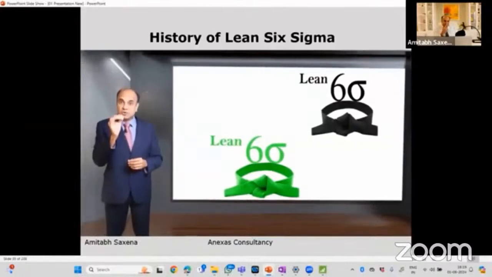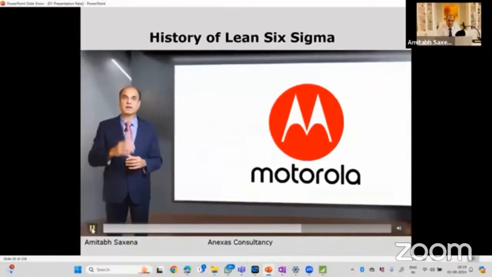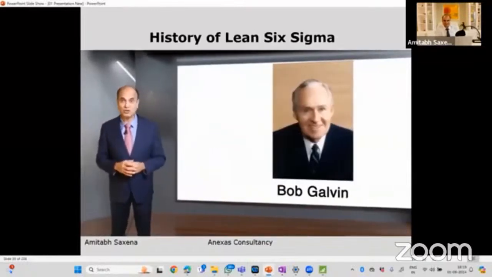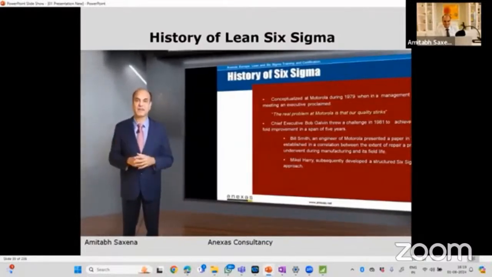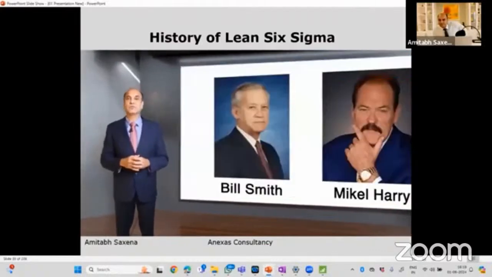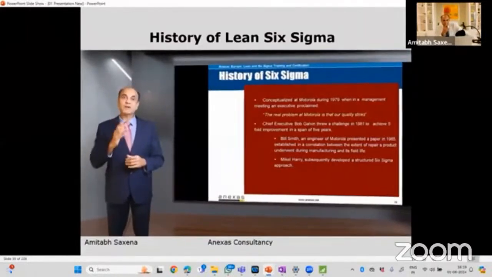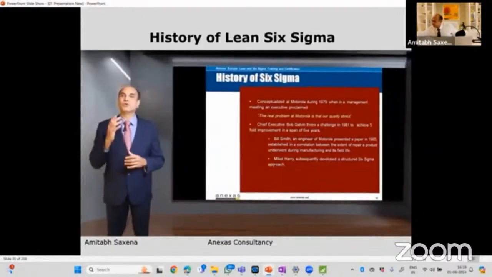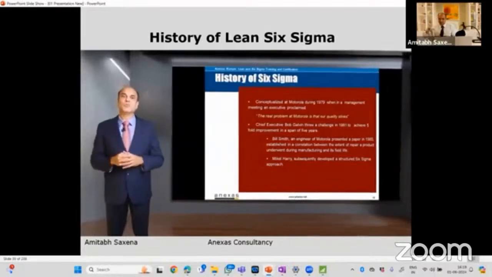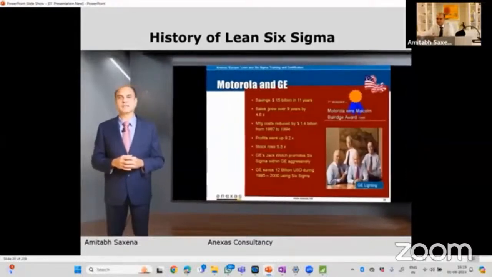Let's see how to do improvement projects in the organization, the story: by choosing improvement opportunities and converting these improvement opportunities into projects. It all started in Motorola when Bob Galvin, the CEO, took a challenge saying that I would like to improve everything by 5 times in the organization. And he was told about some statistical tools and techniques which Bill Smith and Michael Harry were using to improve the processes. Bob Galvin was so much impressed with what Bill Smith and Michael Harry were doing, he told them to develop a methodology which, if applied to the organizational processes, can improve the processes.